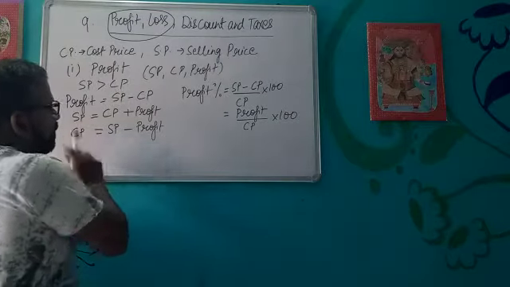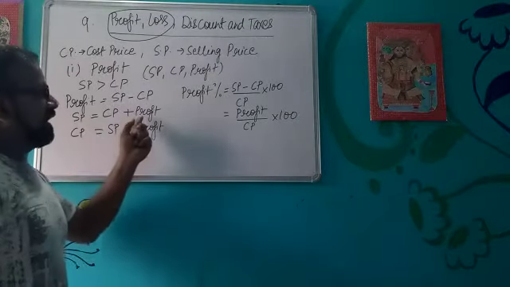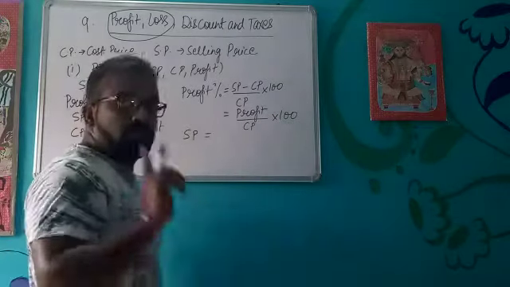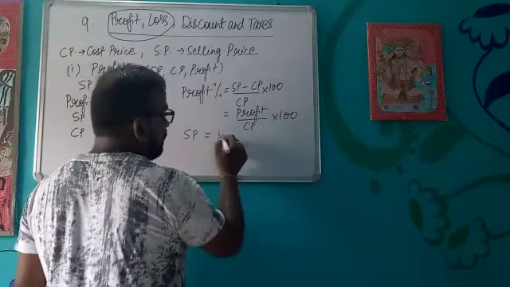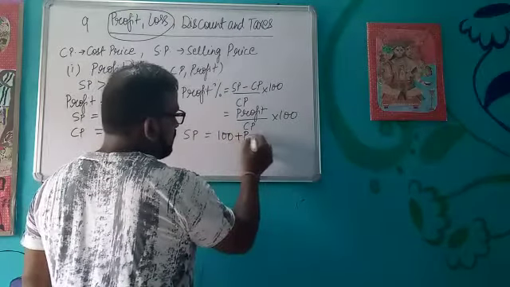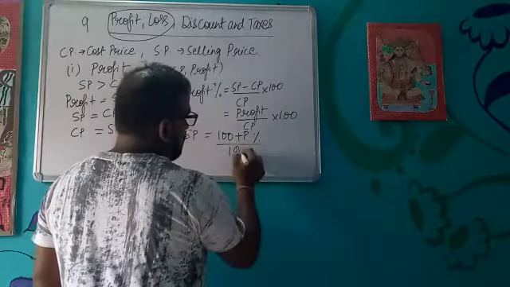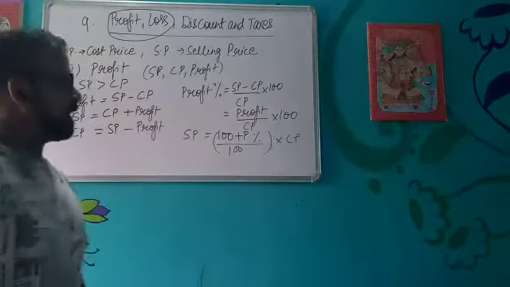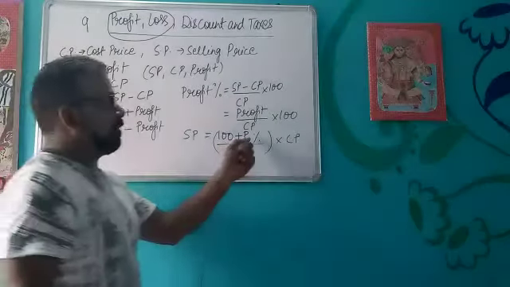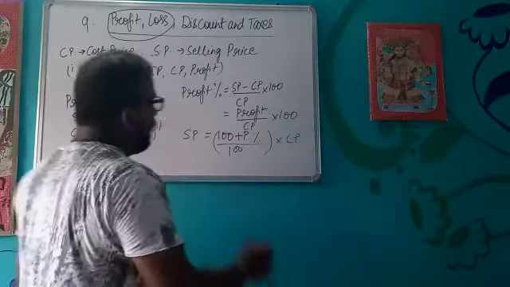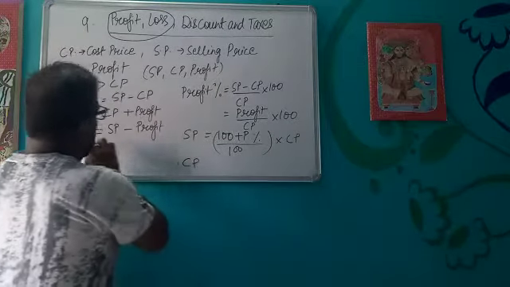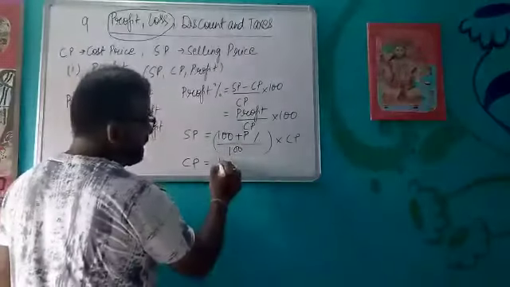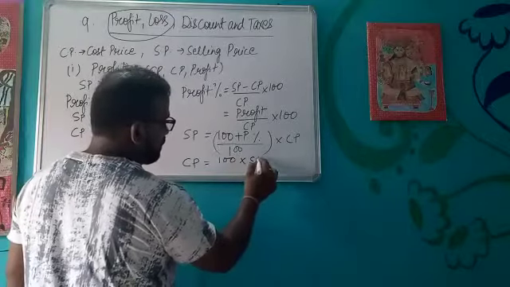Now here we have calculated the SP when CP and profit are given. Here we will calculate the SP when CP and profit percentage are given. We will calculate like this: 100 plus profit percent upon 100 into CP. So this is how you can calculate the selling price when profit percent and CP are given. And again, if you wish to calculate CP when profit percent and SP are given, you can use this formula.